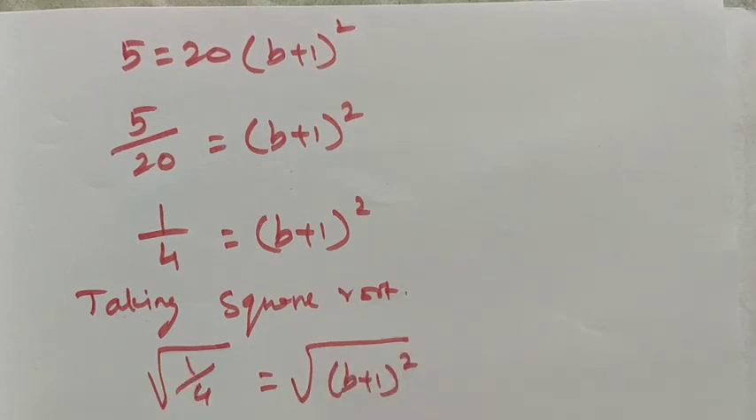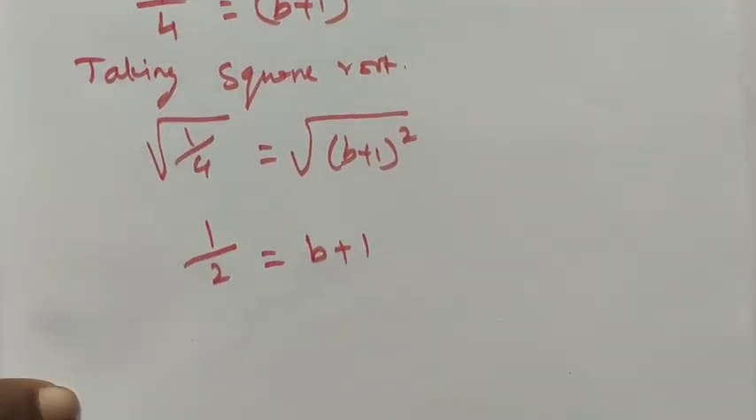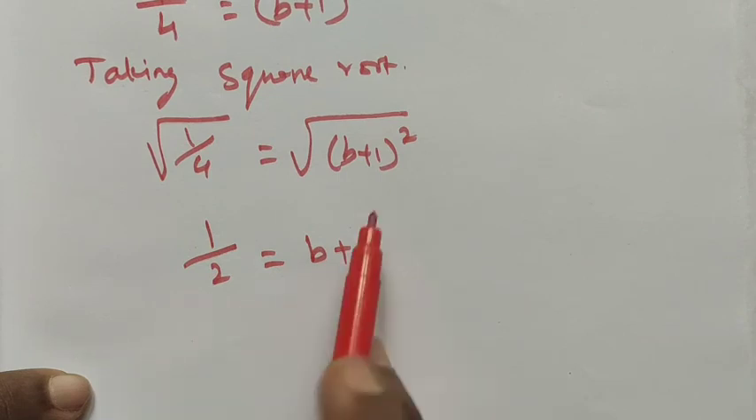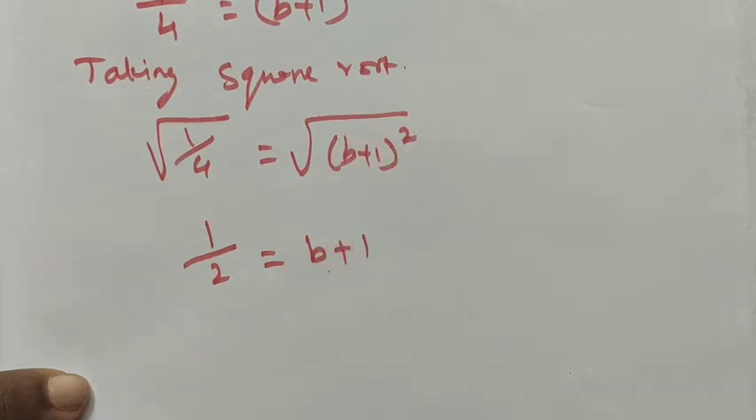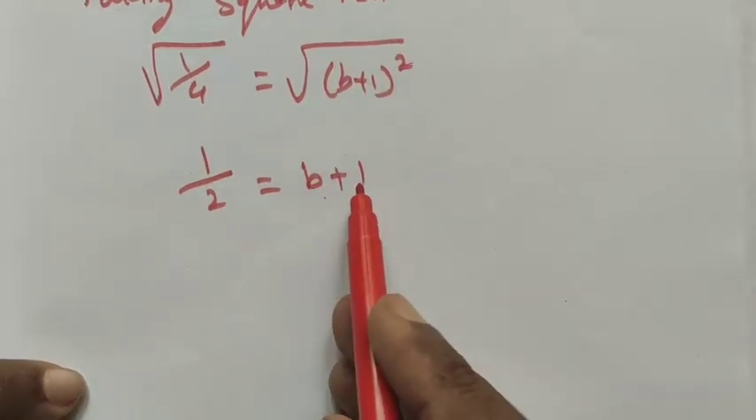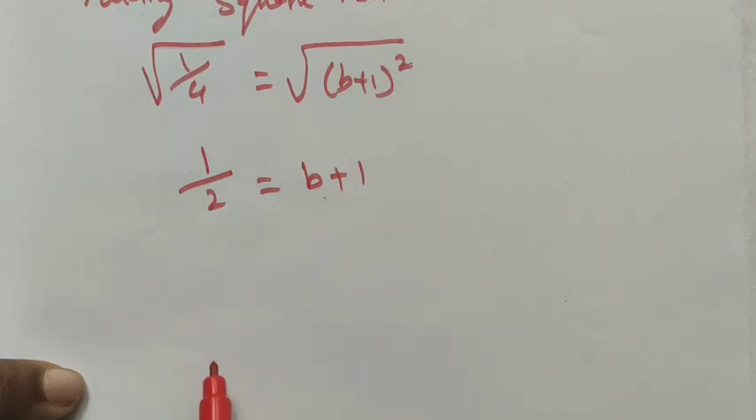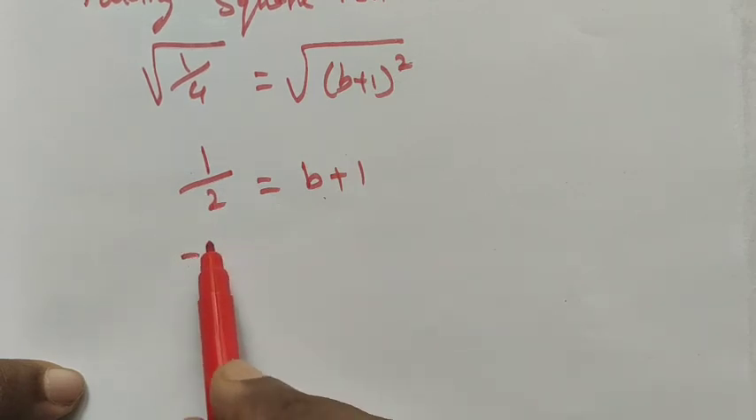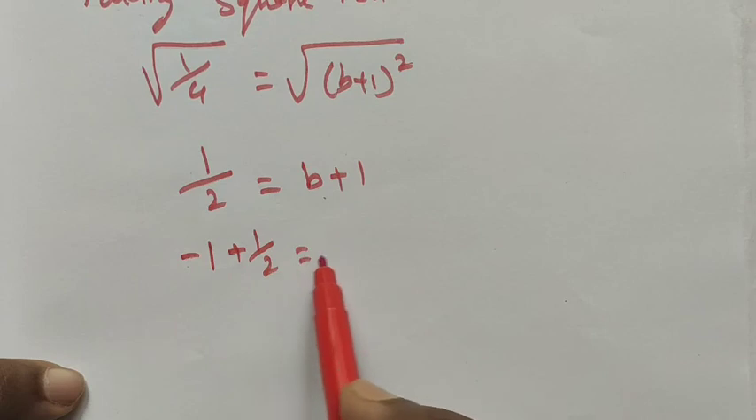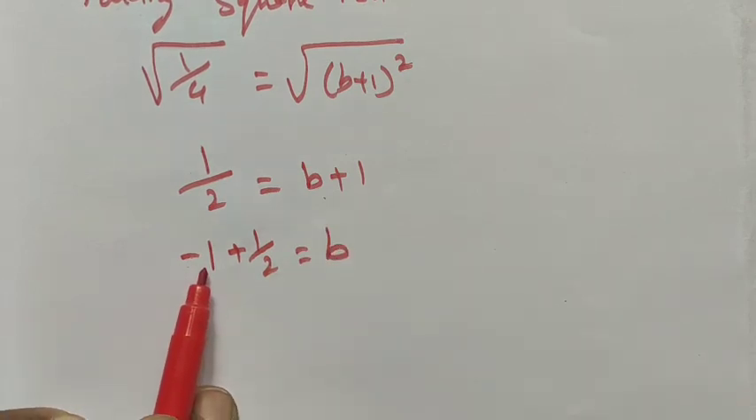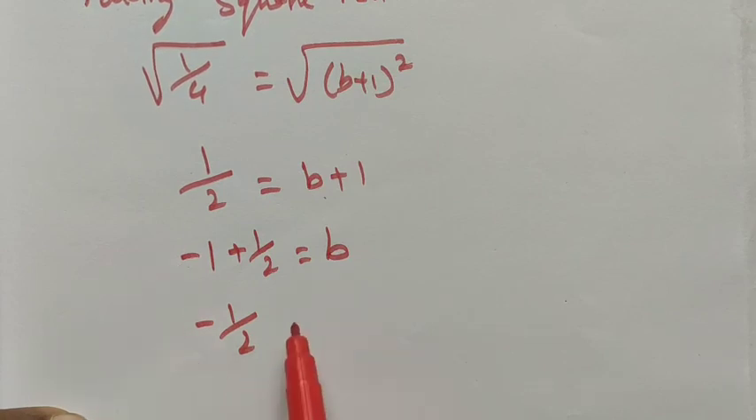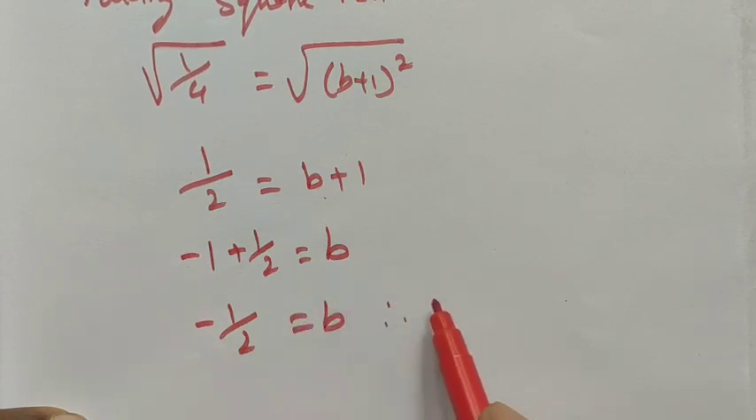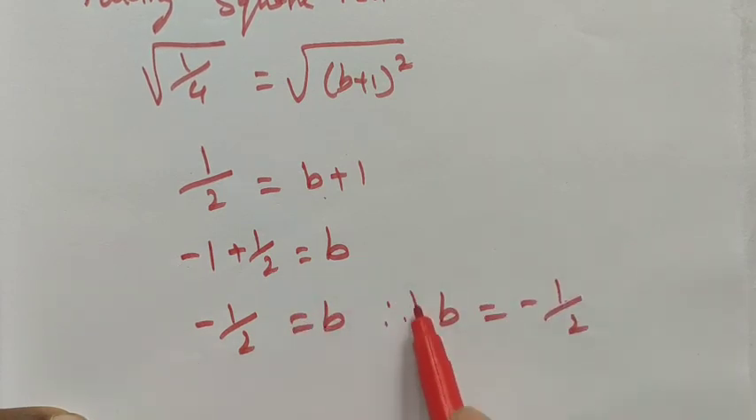If I take root, it means 1 divided by 2. Root and square will be cancelled, we get b plus 1, right? Now we want to find the b value only. I take this 1 to this side, we get minus 1 by 2, right? Minus 1 plus 1 by 2 is equal to b. In 1, half is subtracted, means we get half. The highest number is minus. So therefore b is equal to minus 1 by 2.